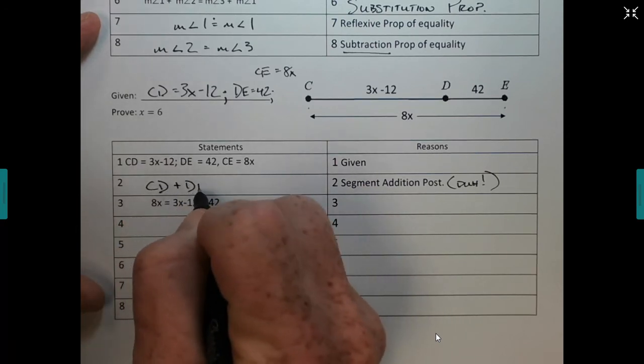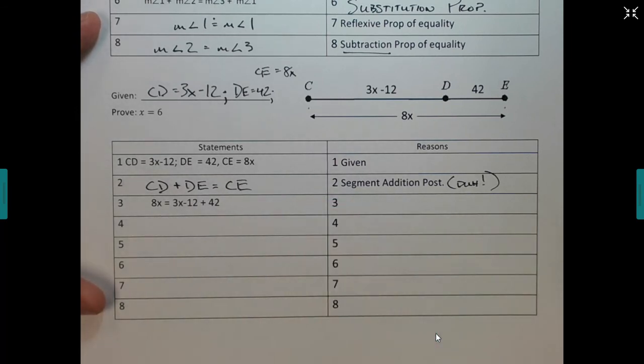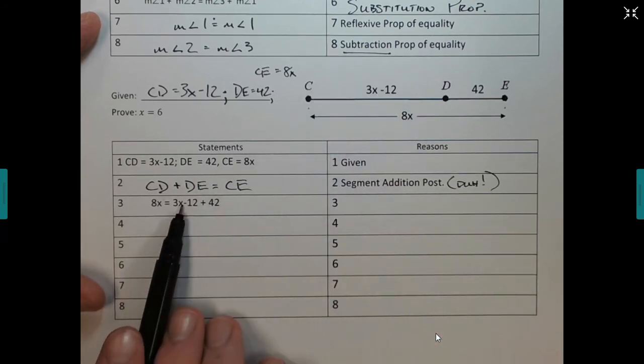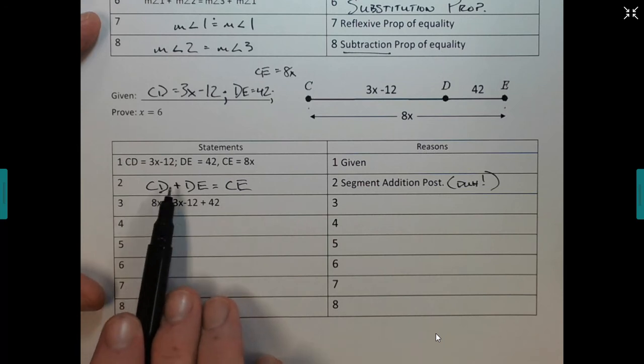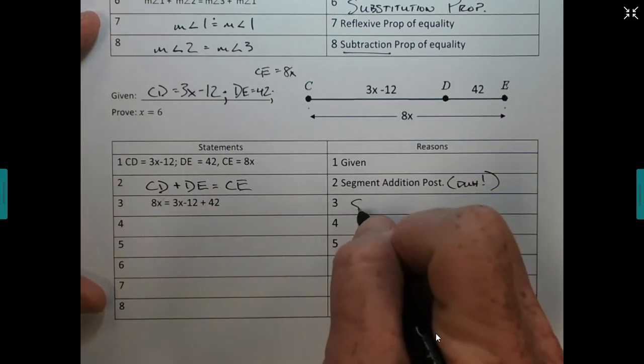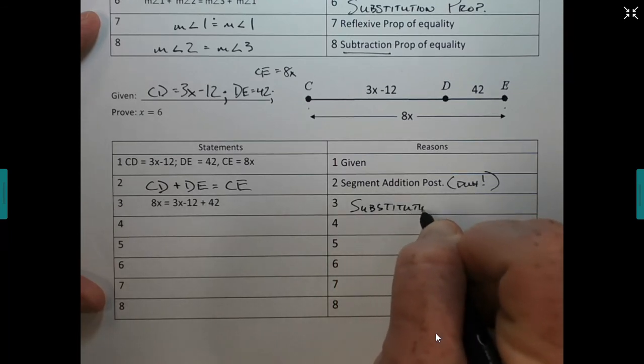CD plus DE should equal the whole thing. Well, if CD is 3x minus 12, we could probably start to replace these items with their values that are up on the diagram. For replacing things, that's a substitution move.